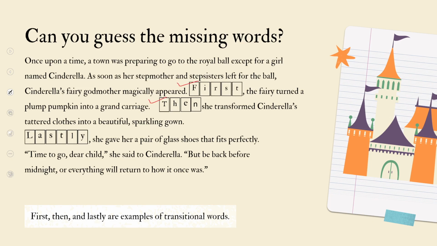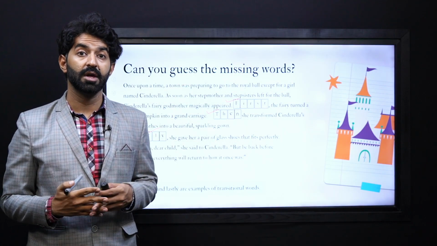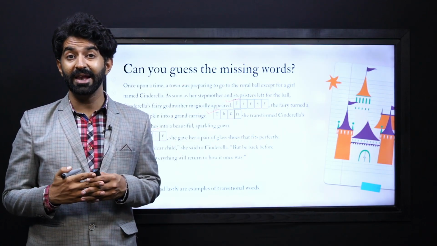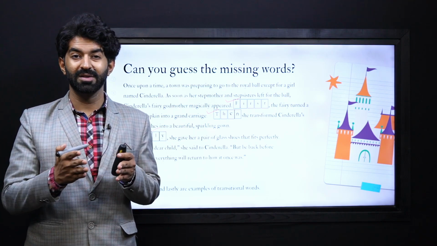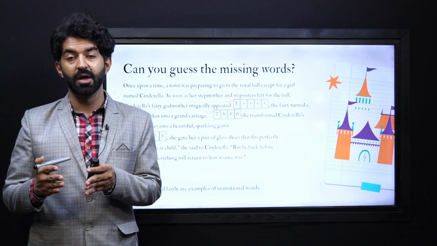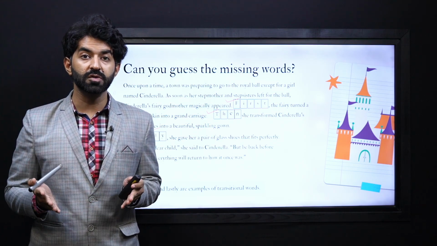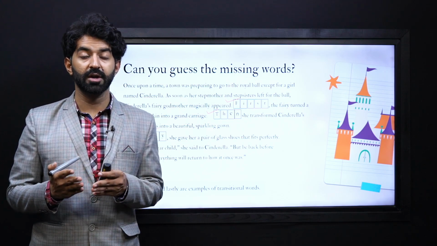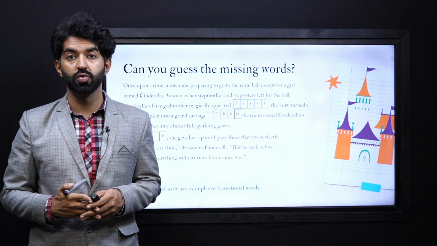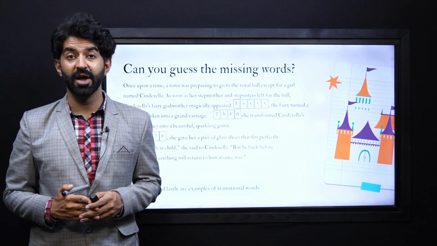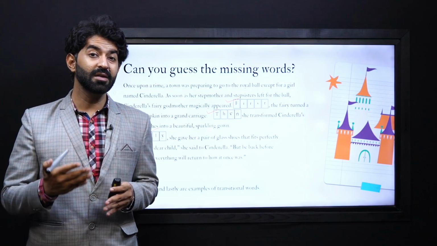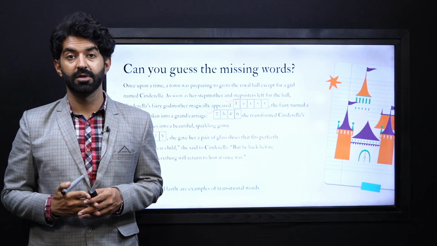First, then, lastly, all these are our transitional devices, and they are words that tell us how the story is going, what is happening first and then later, or the transitions from one sentence to another or from one passage to the other one. So I hope you got the answers right. If not, then read that again and come up with the correct answer.